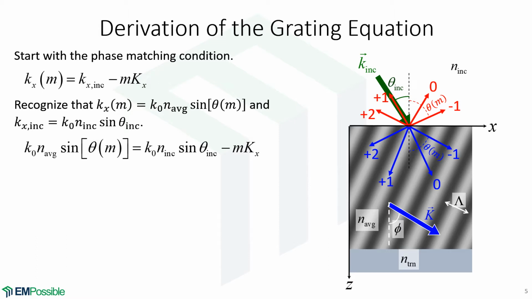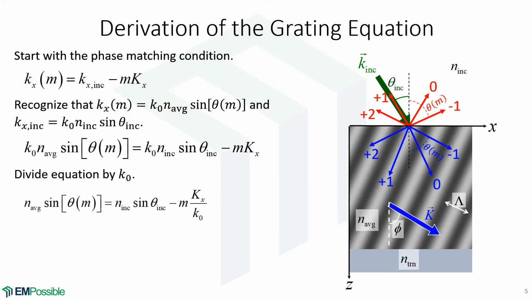Now we see this term k_0 appear twice. So what we'll do is we'll divide the entire equation by that k_0 term. So the first one drops off, the second one drops off, and in the third term, we're dividing this k_x by k_0.